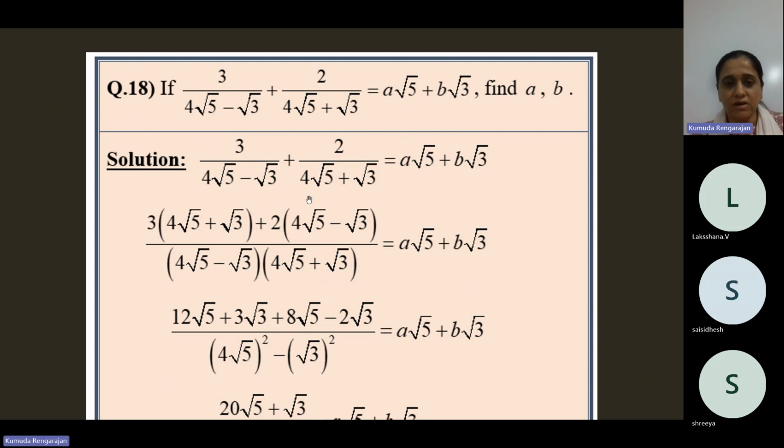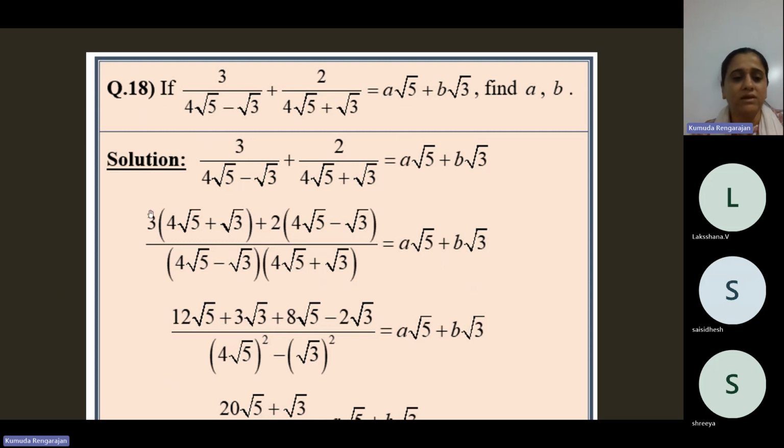Then plus, we have 2 here. You need to multiply 2 with, what's the denominator here? 4 root 5 plus root 3. So you need to multiply the numerator 2 with 4 root 5 minus root 3. Yes or no? Is equal to, write the right hand side as it is: a root 5 plus b root 3.